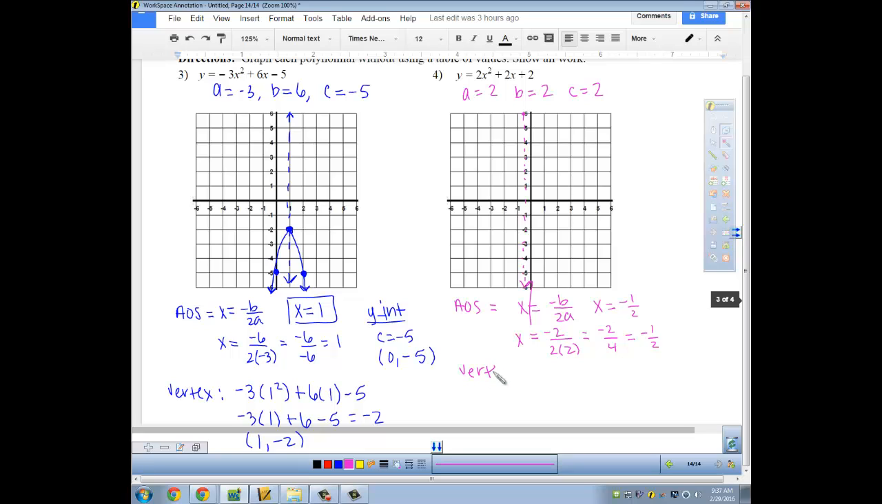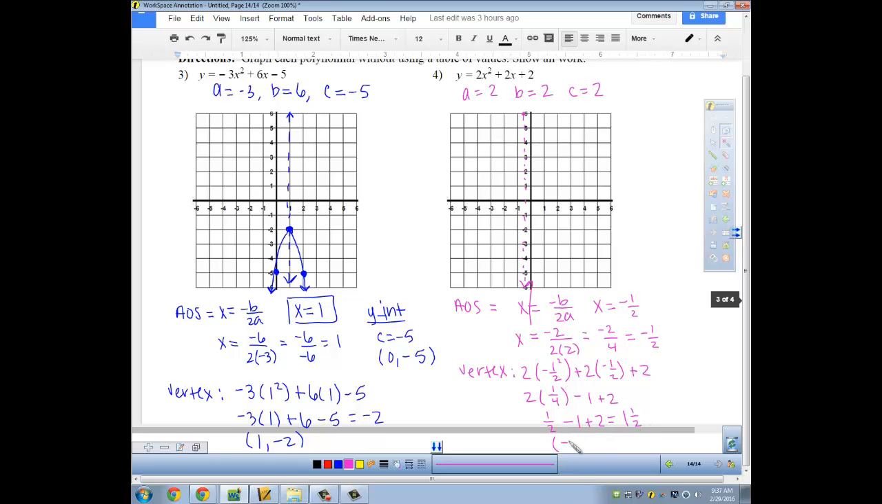My vertex, so plug in negative 1/2 into my equation. So 2 times negative 1/2 squared plus 2 times negative 1/2 plus 2. Negative 1/2 squared means negative 1/2 times negative 1/2, which is a positive 1/4. 2 times negative 1/2 is negative 1 because we can cross reduce. You could also do 2 times negative 1 is negative 2, negative 2 over 2 is negative 1, and then plus 2. 2 times a fourth is 1/2. So 1/2 minus 1 plus 2. That's going to give me 1/2.